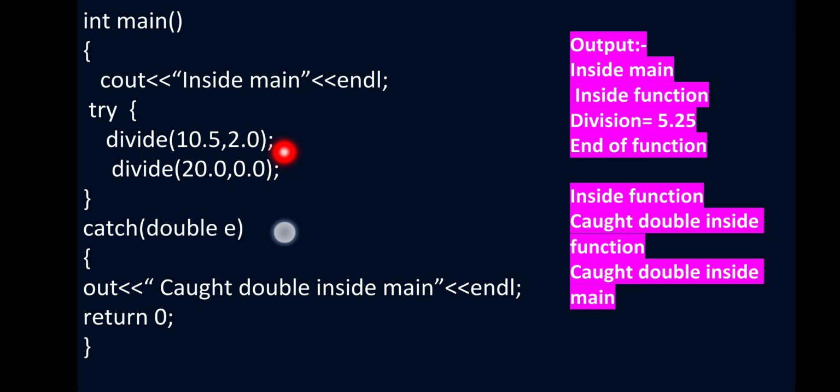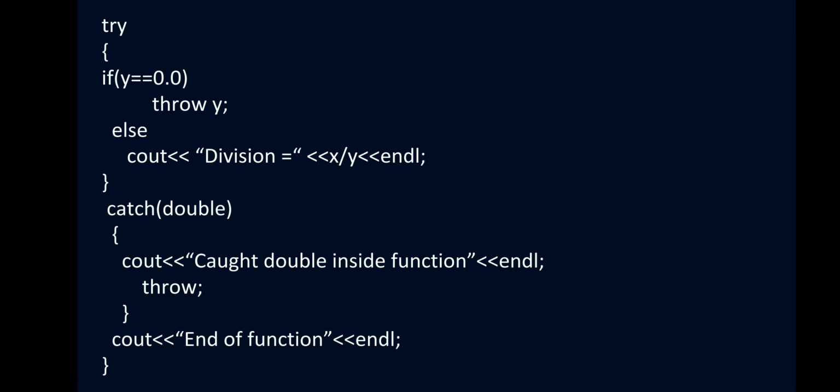First time the values are 10.5 and 2.0. So the x value is 10.5, the y value is 2.0. The control is transferred from here to the divide function. In the divide function, what is the y value? 2.0. The y value is not equal to 0. So we'll go to the else part and we'll display the division result.